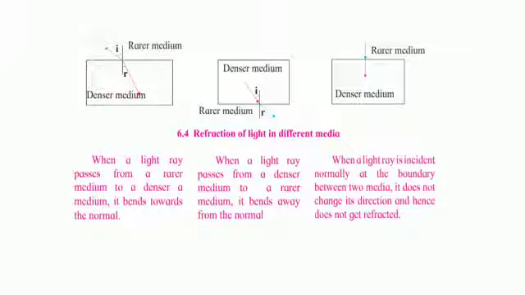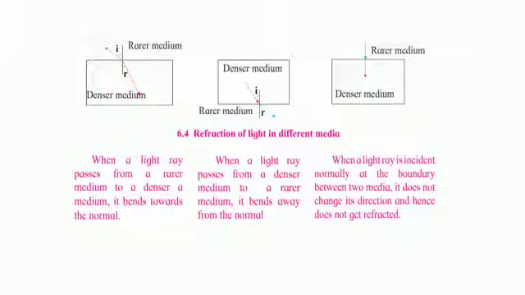The third and the last possibility, here we find that a light ray is incident normally at the boundary between the two media. We call it the interface, and the light ray is incident normally. We have studied how to draw a normal. So you can find that the incident ray and the normal are one and the same here, or else the incident ray is falling normally, or it is perpendicular to the interface or the boundary between the two media. So it does not change its direction, and hence it does not get refracted. So it will pass straight without any deviation.